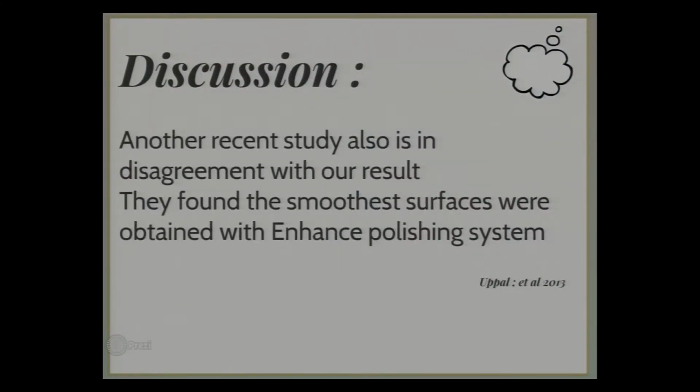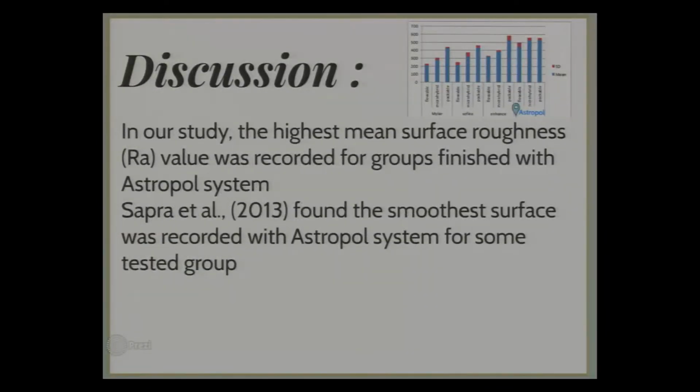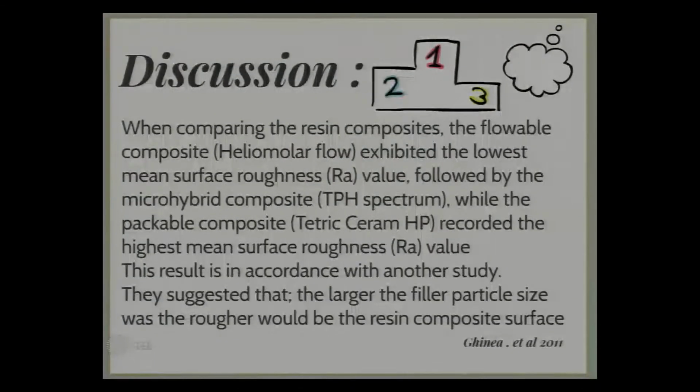Another recent study, also in disagreement with our result, found the smoothest surface was obtained with the enhanced polishing system. In our study, as shown in the figure, the highest mean surface roughness value was recorded for the Astrobal system. Sabra found the smoothest surface was recorded with the Astrobal system. There is a difference.